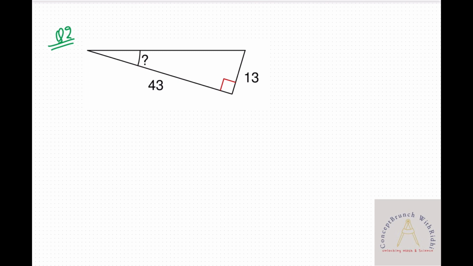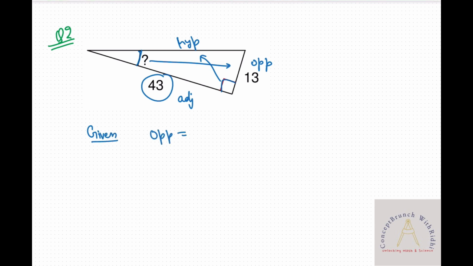This is our next question. In this question, this one is 90 degrees, right? Opposite the 90 degrees, this is your hypotenuse. Now this angle is missing here. Opposite the angle, this is going to be the opposite side. And last, this part is your adjacent. Now according to this question, we can see what is given for us. The opposite is 13, adjacent is 43, and we have to find the angle.